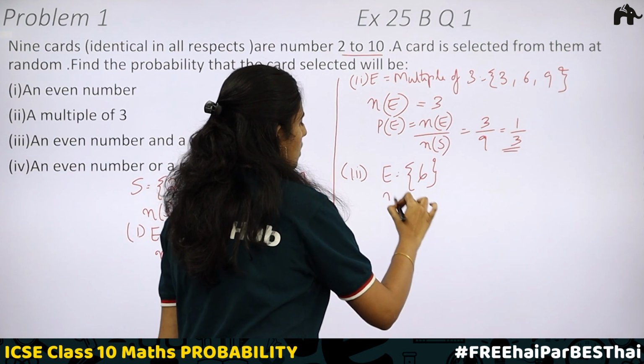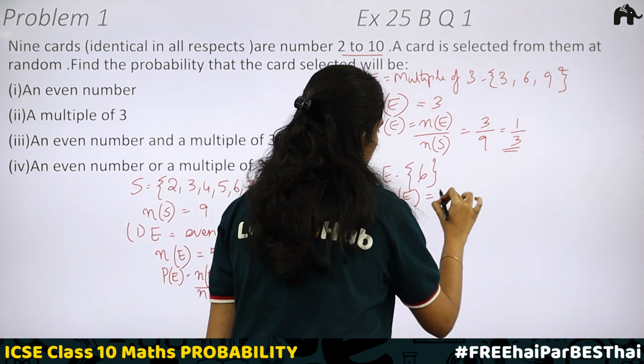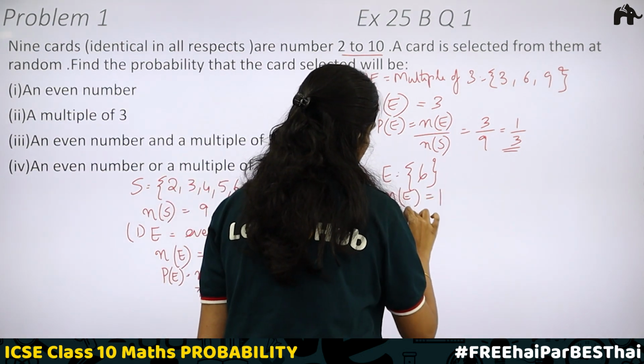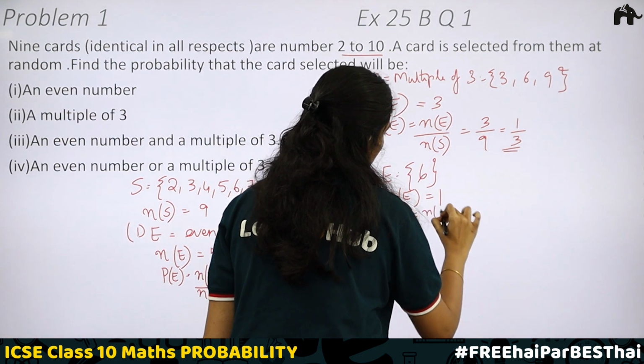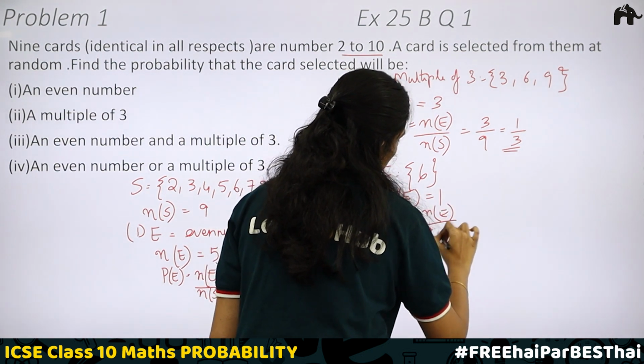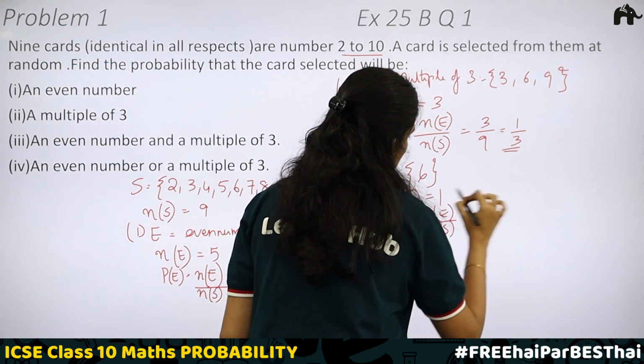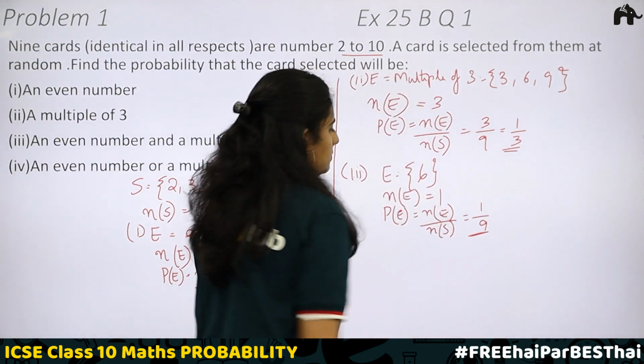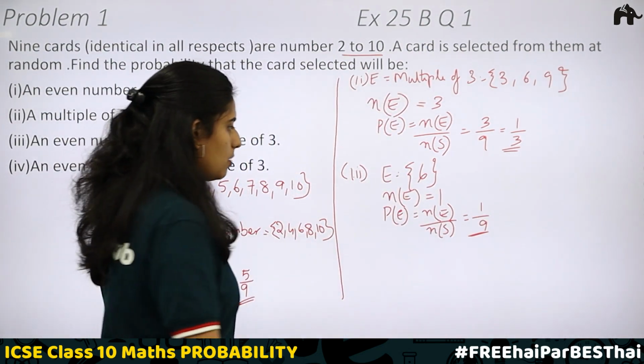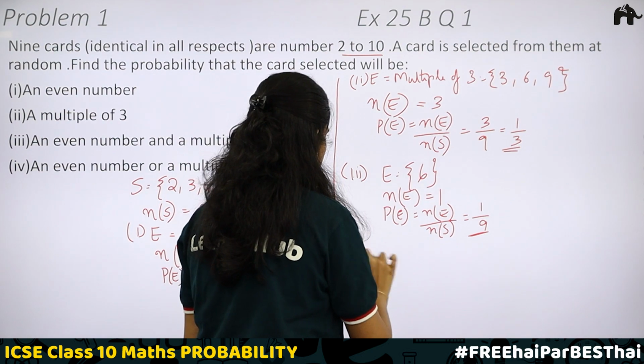Okay, the number of outcomes favorable to the event is equal to 1. Probability of the event will be equal to number of outcomes favorable divided by total number of outcomes, which is 1 divided by 9. Okay, 1 by 9 is your probability. Next, the fourth one.